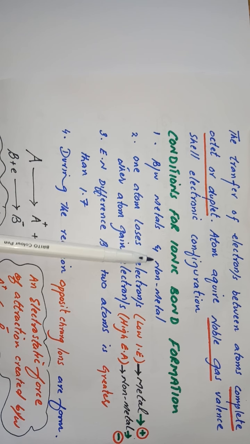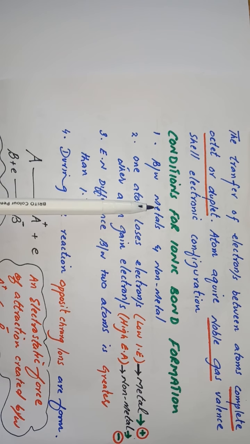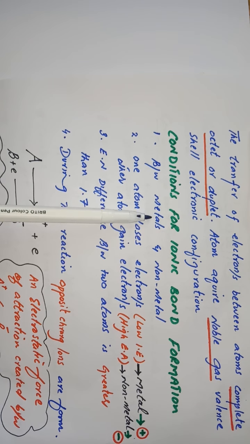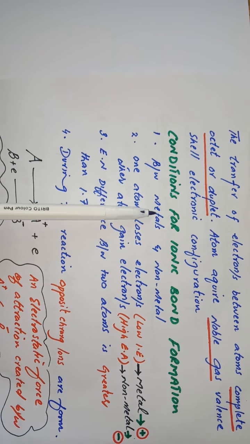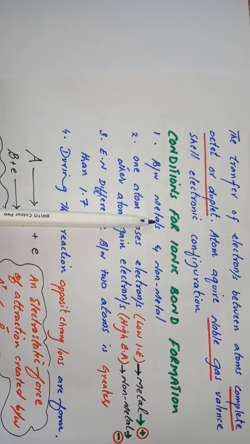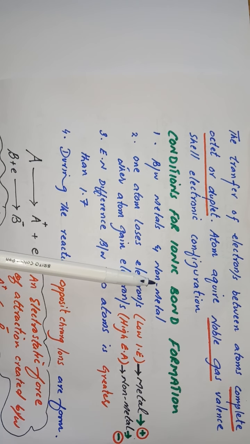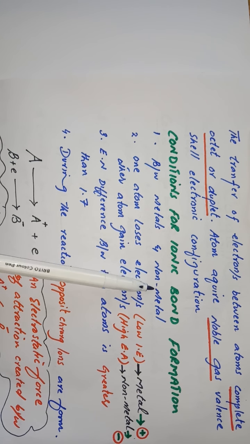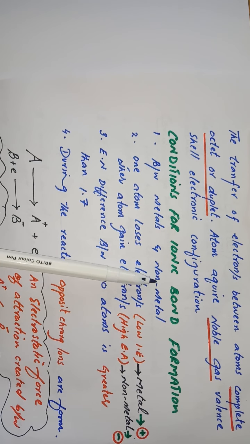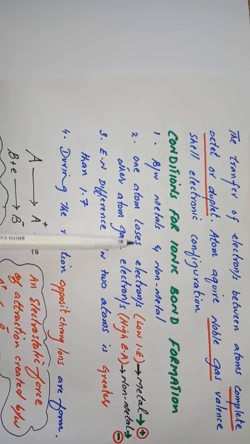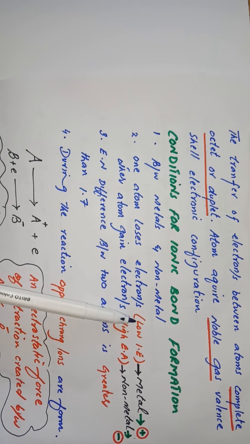Ionic bond is formed between metals and non-metals, or it may form between more electropositive element and more electronegative element. Elements in group 1A and 2A, which are metals, will combine with the elements of group 6A and 7A, which are non-metals. So they combine together, and the transfer of electron takes place from metal to non-metal, leading to the formation of ionic bond.